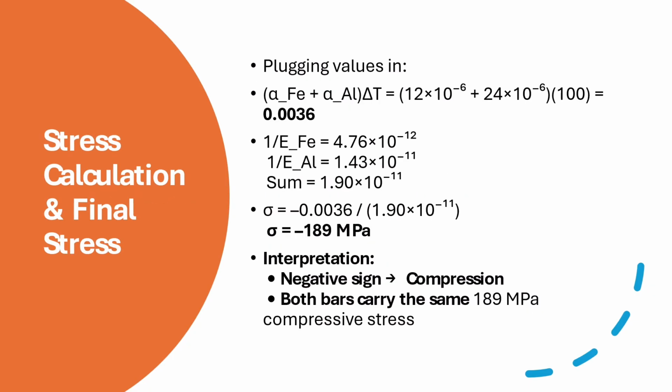When we plug in the numbers, the sum of the thermal expansions is 0.0036. The sum of the reciprocals of the moduli is 1.90 times 10 to the minus 11. Dividing these gives a stress of negative 189 megapascals. The negative sign simply means that the stress is compressive. Both of these bars are experiencing the same compressive stress.